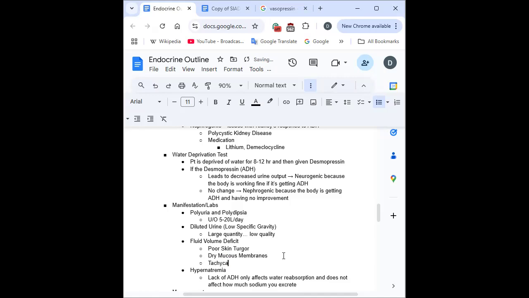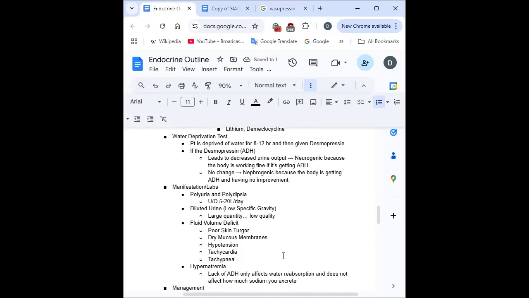Yeah, so compensatory factors, and we said hypotension, perfect, tachycardia, as well as tachypnea. So you see that with fluid volume deficit, your compensation is always going to be the same kind of way. It's going to be tachycardia, tachypnea. Yeah, they're not going to be affected directly.